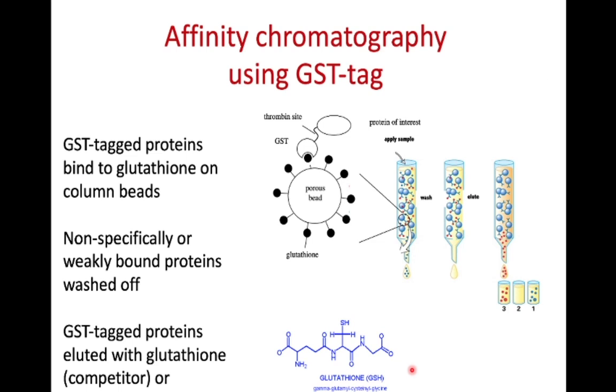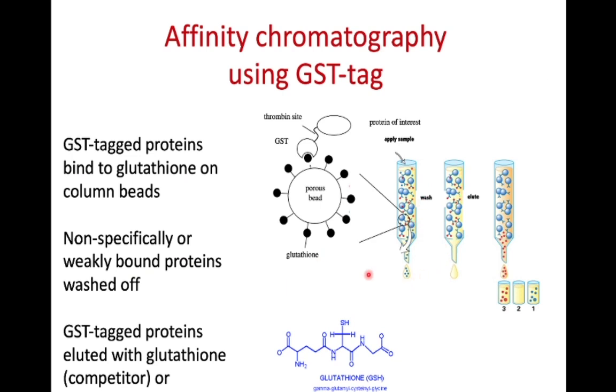Looking now at affinity chromatography using the GST tag, the glutathione tag. GST tag proteins bind to glutathione on the column. So here we've got our porous bead with the glutathione and the GST tag on our protein. You also have something called a thrombin site as well, so I'll come to that in a moment. Non-specifically or weakly bound proteins will be washed off. So the protein will be bound to the column, and then the other proteins will be washed off.